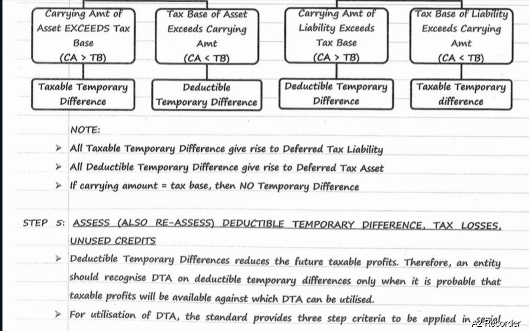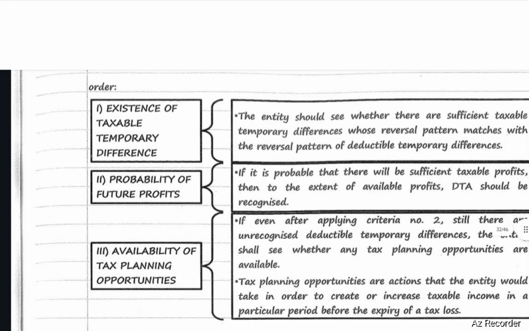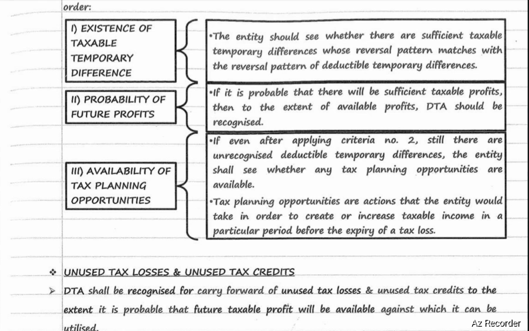Therefore, an entity should recognize DTA on deductible temporary difference only when it is probable that taxable profits will be available against which DTA can be utilized. For utilization of DTA, the standard provides three-step criteria to be applied in serial order. What are the steps? First one, existence of taxable temporary difference. The entity should see whether there are sufficient taxable temporary differences whose reversal pattern matches with the reversal pattern of the deductible temporary differences.